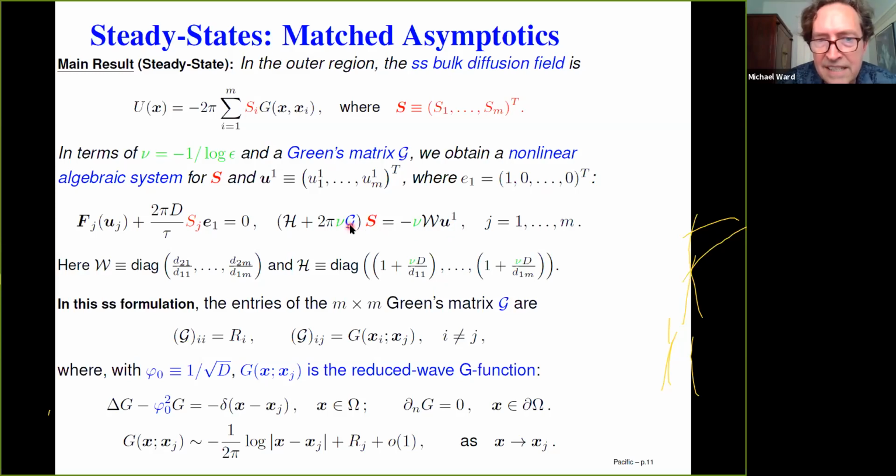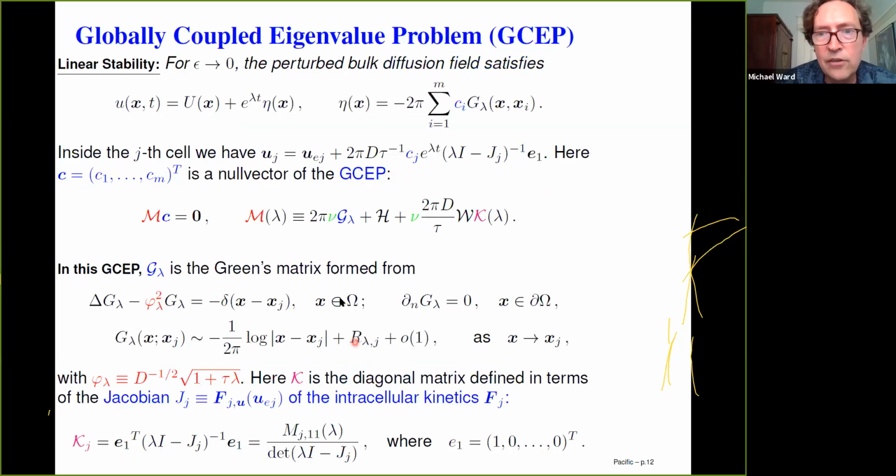The interaction for the steady state is mediated by a Green's matrix, this G, as I've written here, which involves the reduced wave Green's function for the domain. So you can reduce the steady state problem to a nonlinear algebraic system. And then you study the linear stability of the steady state. You introduce a perturbation as usual. What you end up getting, and the next slide will be much cleaner, for the stability is that the discrete eigenvalues lambda are obtained by a root finding condition on the determinant of an M by M matrix, where M is the number of cells. And this is in terms of a full Green's matrix that depends on the eigenvalue parameter.